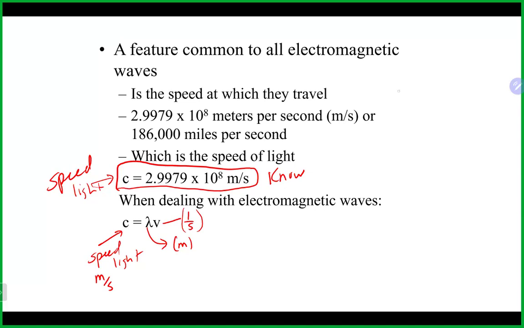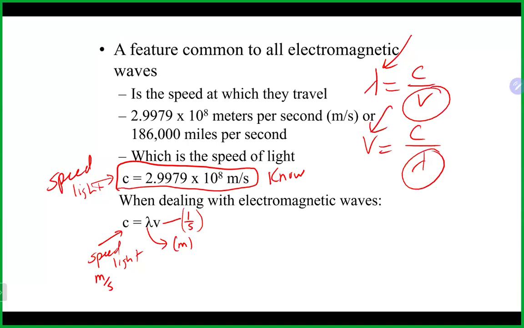So you can rearrange this equation. You could solve for the wavelength. The wavelength would equal C divided by the frequency. Or if you want the frequency, it is C divided by the wavelength. So if you know the frequency, you can figure out the wavelength of light. If you know the wavelength, you can figure out the frequency of light. Good news is it's the same rearrangement, and C is again a constant, 2.9979 times 10 to the 8 meters per second.